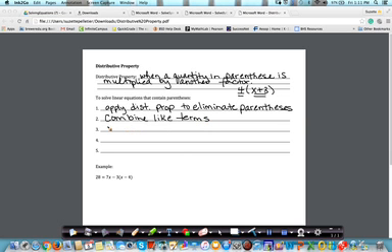Third step, sort. So what does that mean, to sort? It means get the variables on one side and constants on the other side. When I say constants, I mean the plain numbers, the numbers that are all by themselves. Step 4, combine like terms.